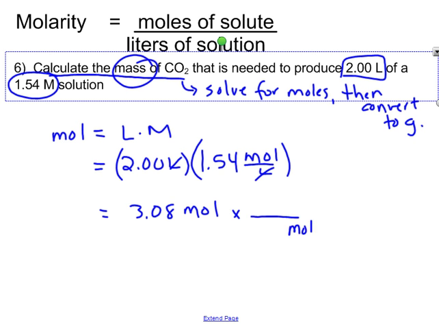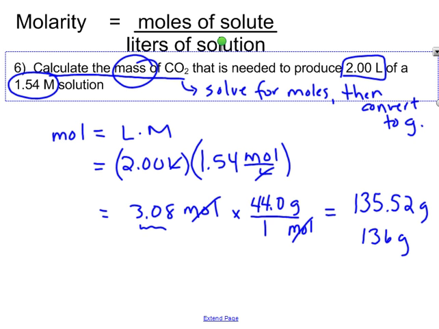So moles will go in the denominator, grams will go in the numerator. 1 mole is equal to 44.0 grams for CO2, and of course I'm getting that number from the periodic table. I'm not going to review that concept now. Moles will cancel. 3.08 times 44.0, you get the answer 135.52 grams. We need to round that to 3 sig figs to reflect our measurements, and so this number would round to 136 grams of CO2.